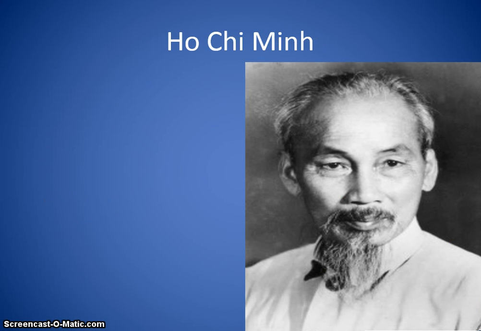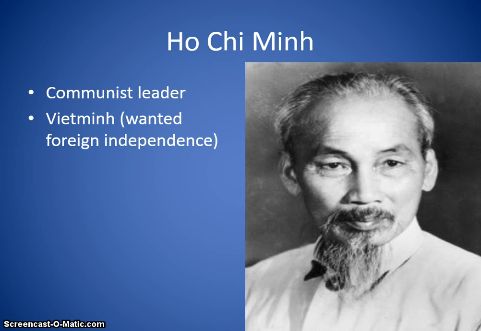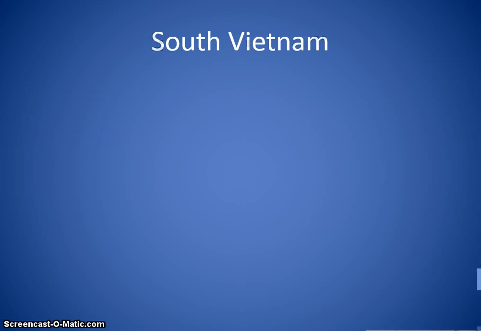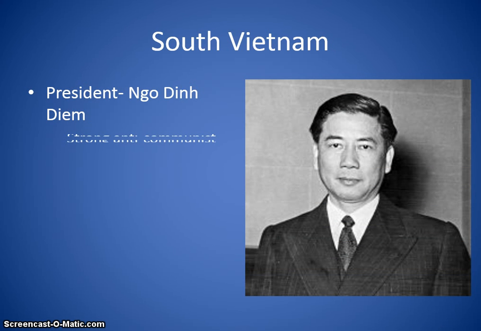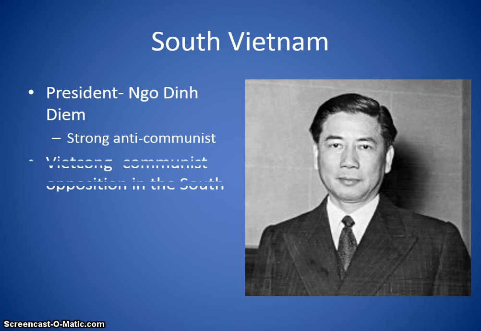Here you're going to have Ho Chi Minh. Ho Chi Minh was the communist leader for the North. The Viet Minh wanted foreign independence, right? They wanted to be independent and basically independent to be communist. In South Vietnam, you had a president, just like in a democracy. You had Ngo Dinh Diem, which is him. He was strongly anti-communist, right? Just like any democratic person would be.